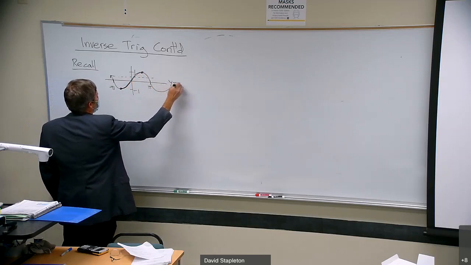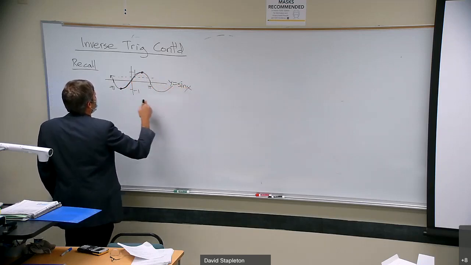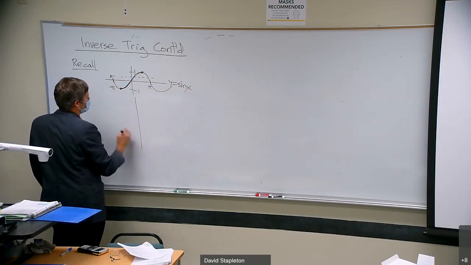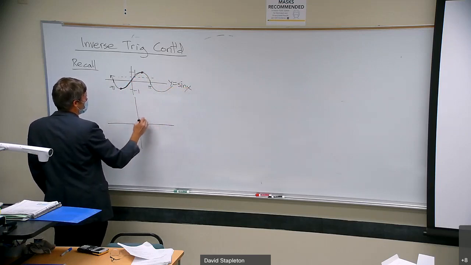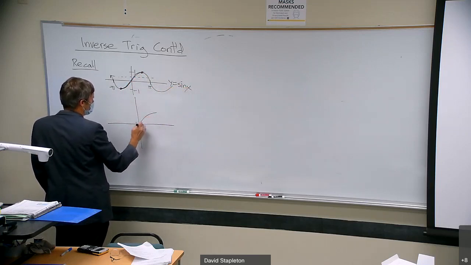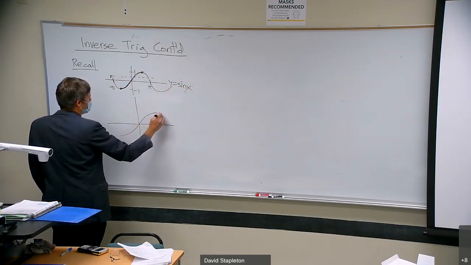So y equals sine x. And if we take this piece and try and find the inverse, which from algebra, you get it by flipping it over the line y equals x. Here's y equals sine x.